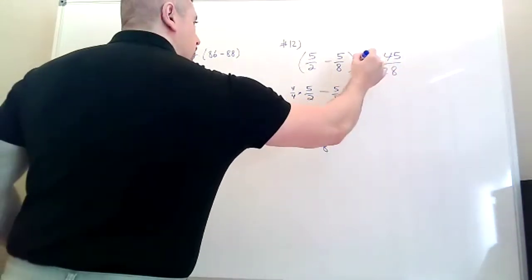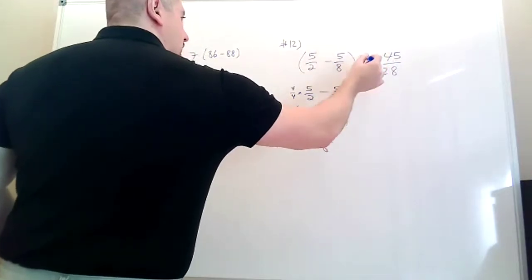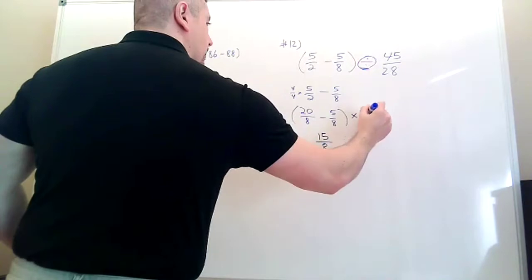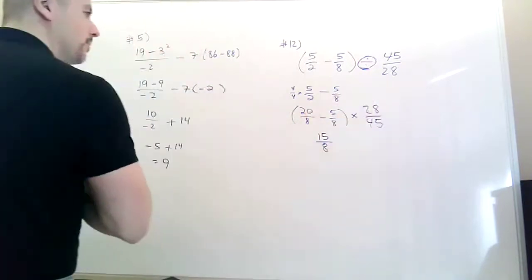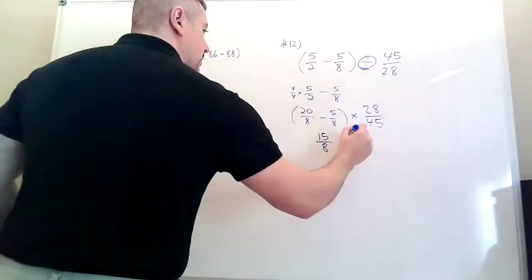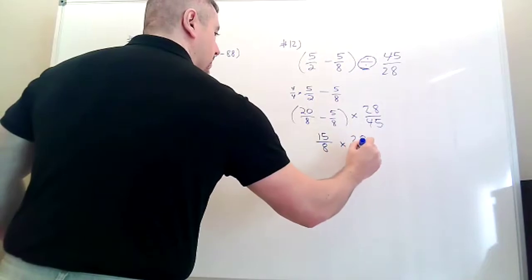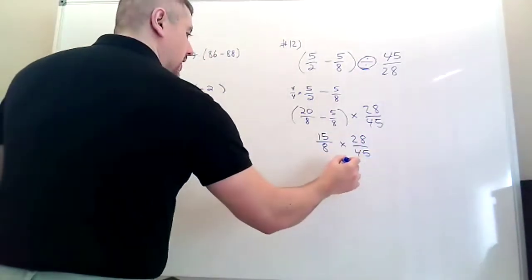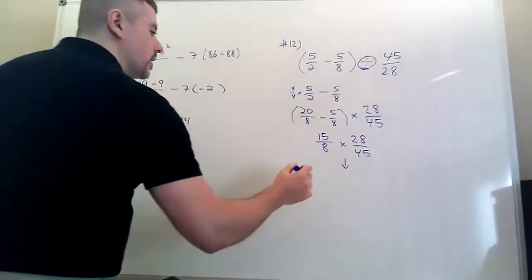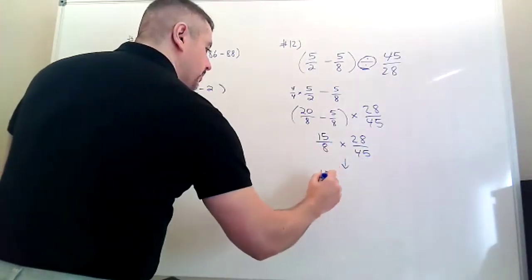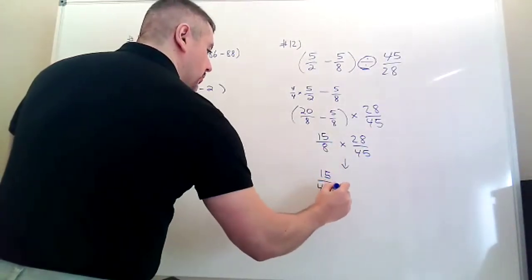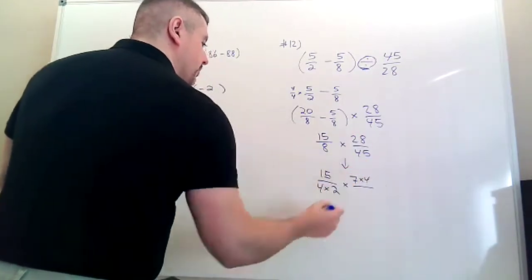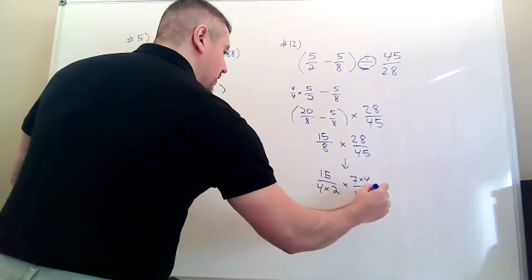Now, remember how you handle this. Keep, change, flip. This will change to multiplication, and it'll flip over. Now, just put it over here. I flipped it. I'm ready to divide. Now, I taught you a very special technique. If you want to ignore it, it's up to you. I have a 15. 8, I'm going to write as 4 times 2. 28, I'm going to write as 7 times 4. 45, I'm going to write as 15 times 3.